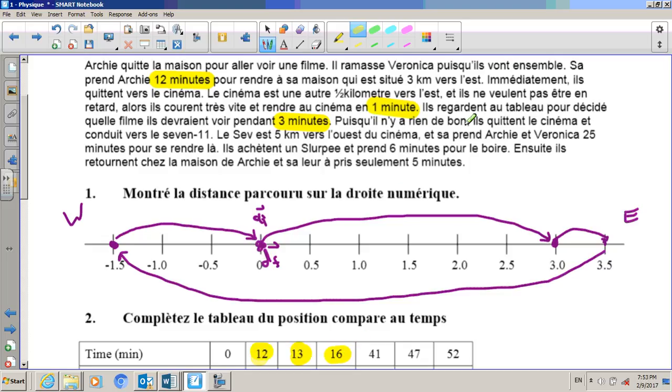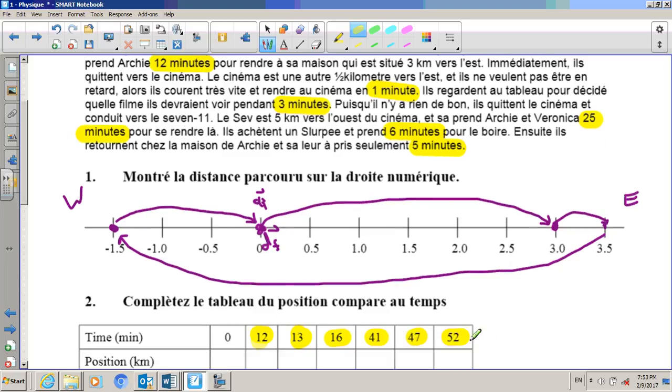Il ne trouve rien de beau, il quitte le cinéma et conduit vers Sèvres. Ça lui prend 25 minutes. So, 16 plus 25. Je vais souligner cela. C'est 41. Ils achètent un Slurpee et ça prend 6 minutes pour le boire. So, un autre 6 minutes. 41 plus 6, c'est 47. Il retourne chez Archie 5 minutes plus tard. 47 plus 5. Ok, alors ça c'est comment j'ai reçu chacune de ces valeurs.